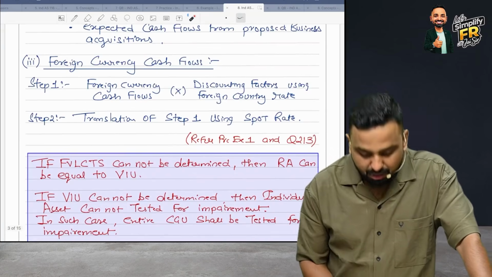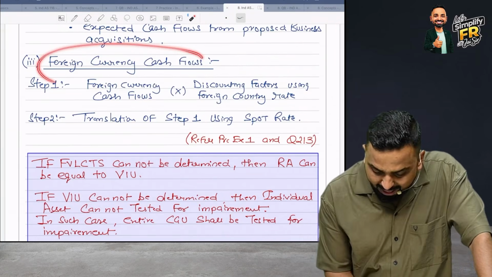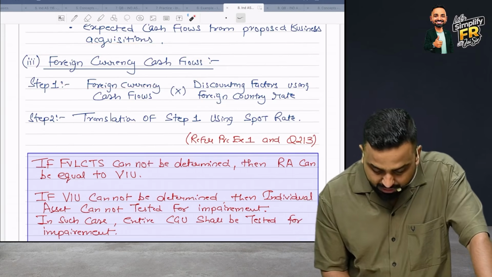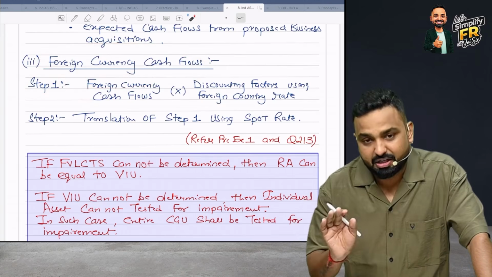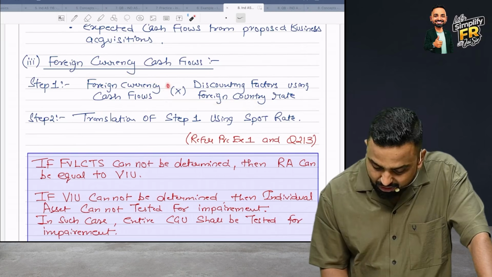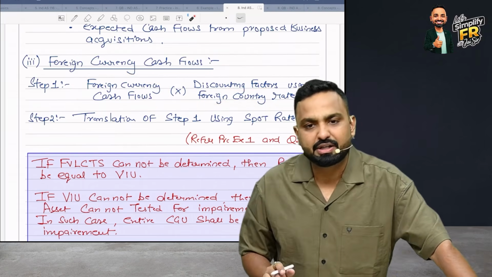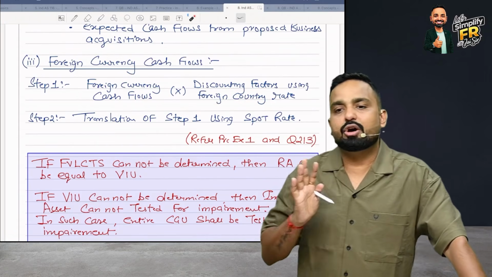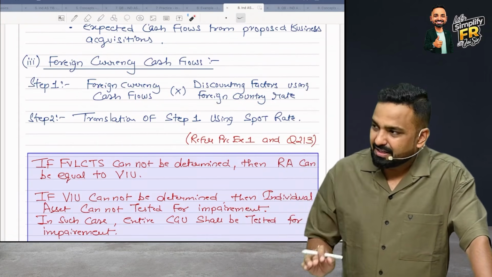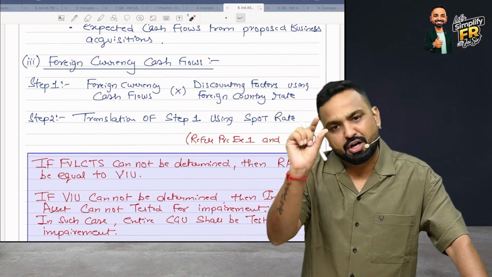Now, let us discuss foreign currency cash flows. If you have cash flows in foreign currency, not an issue. Step number 1, first of all, make the discounting. Make the present value of those cash flows. Which discounting factor will you take? Foreign country rate. So, step number 1, discounting of those foreign currency cash flows. And once it is discounted, now you have the discounted cash flow in foreign currency only, a single value.